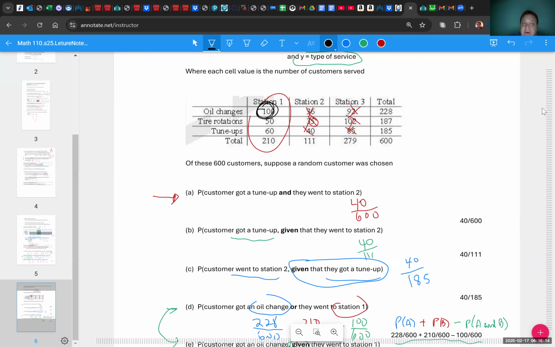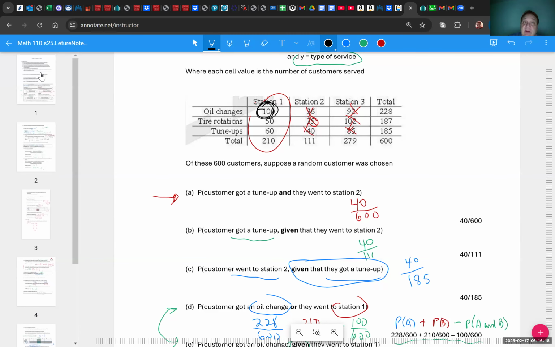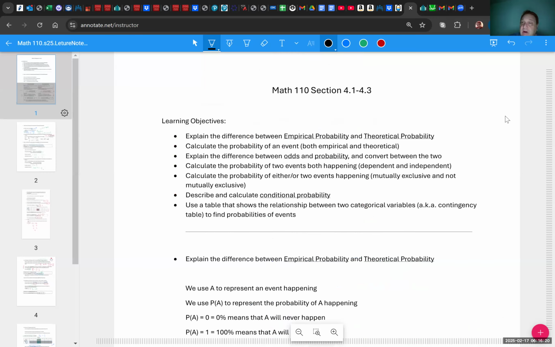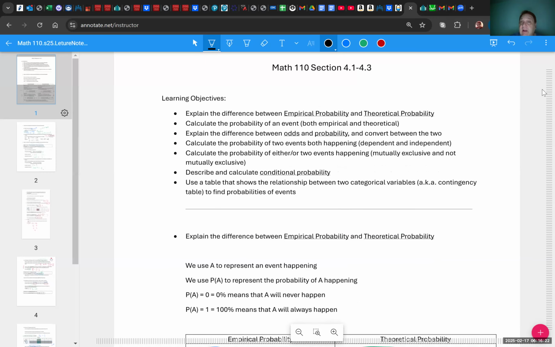Okay, so those are a whole bunch of examples with ands and ors and givens, with contingency tables and different events occurring. This is where we get to go at the end of the video. Go back to the beginning, double check our learning objectives. Again, the idea of the video, hopefully you have an idea to do all these things. Explain the difference between empirical probability and theoretical probability. Calculate the probability of an event, both empirical probabilities and theoretical probabilities.